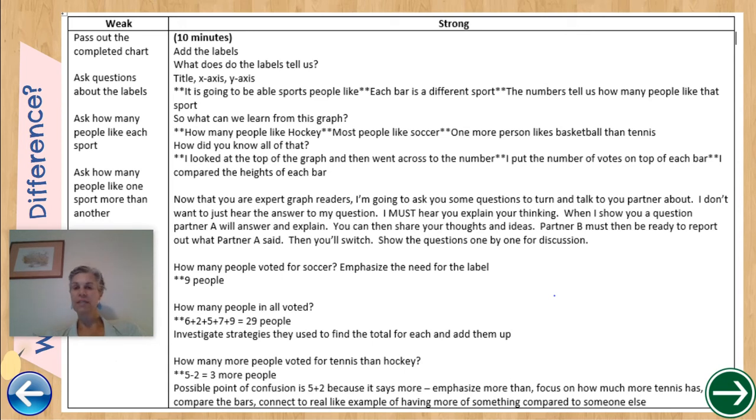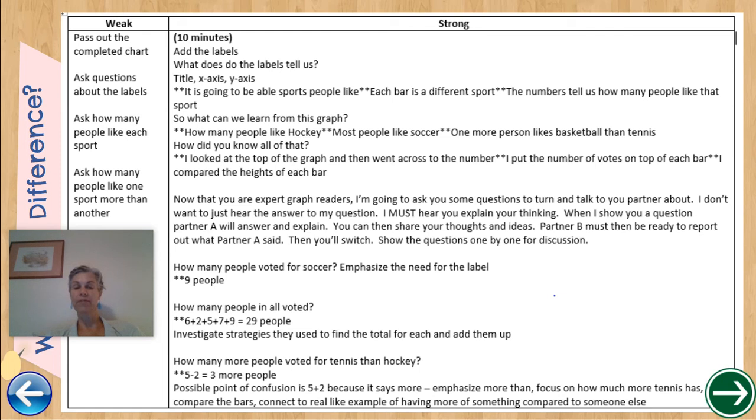So you can see here, then the teacher has some ideas that they're going to say, I must hear you explain your thinking. So how many people voted for soccer? Emphasize the need for the label. So it's not just 9, it's 9 people. How many people voted in all? So you can see the strategy, what the students are saying, but also looking at how they are adding it. So the teacher has a note here, investigate strategies. How many more people voted?